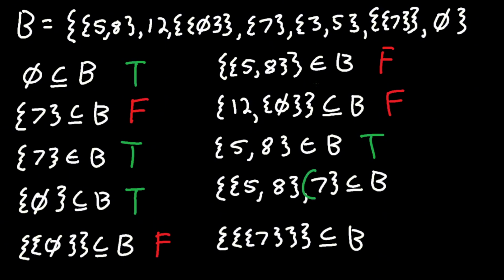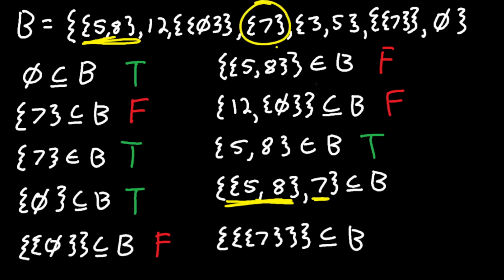Or how about this? Is {5, 8, 7} a subset of B? Well, remember, we already know that {5, 8} is an element of B, so we're good on this. But is 7 an element of B? Remember, the number 7 itself, not the number 7 in any set, just the number 7, okay? Not 7 in a set.